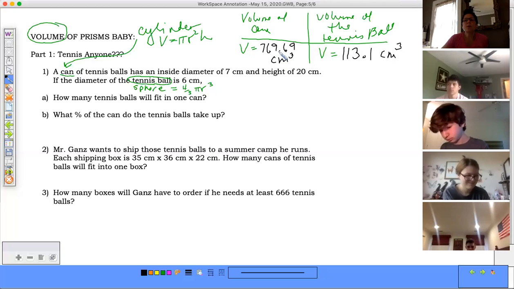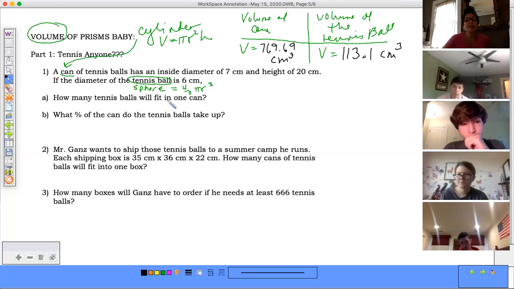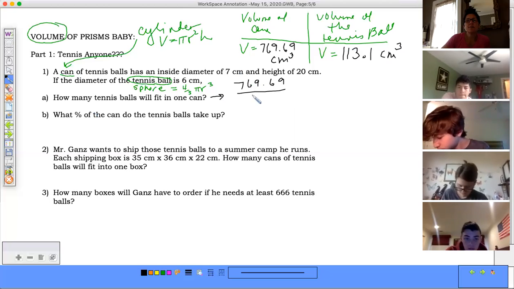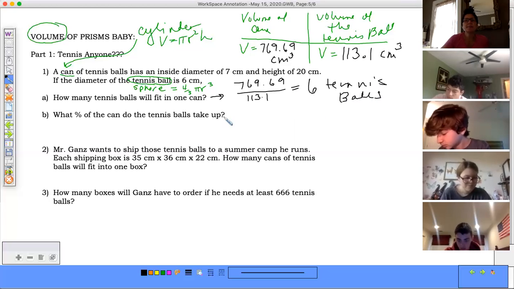So we want to know how many tennis balls can fit into that can. How would we figure it out? Because that's for part A. So for part A, we get the volume of one can, and the volume of a tennis ball. And then if we want to find out how many tennis balls are going to fit into that can, what do you suggest we do? Divide by 113.1. Yes, that's right, Nick. We're going to take 769.69 and divide it by 113.1, and that's going to give us 6.81. So 7 tennis balls. Which means how many tennis balls will fit in that can? Six tennis balls, because you can't have part of a tennis ball, right? Six tennis balls. That's a pretty big cylinder, right? So we got 6 tennis balls that'll fit in there.